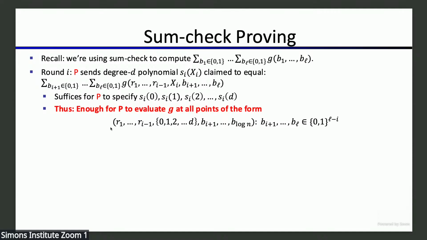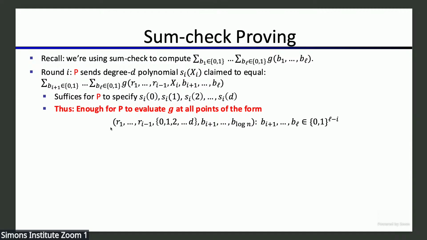But in general, what's going on is, in round I, the prover's message is this, right? We're summing over all variables I plus 1 and up. We've already bound the first I minus 1 variables to random values. And this is what we want to compute. If this is a degree D polynomial, it's enough to plug in D plus 1 values for xi, right? I can specify a degree D univariate polynomial by telling you D plus 1 coefficients or D plus 1 evaluations. With all this sum check stuff, it's always nicer to work with evaluations and not coefficients.